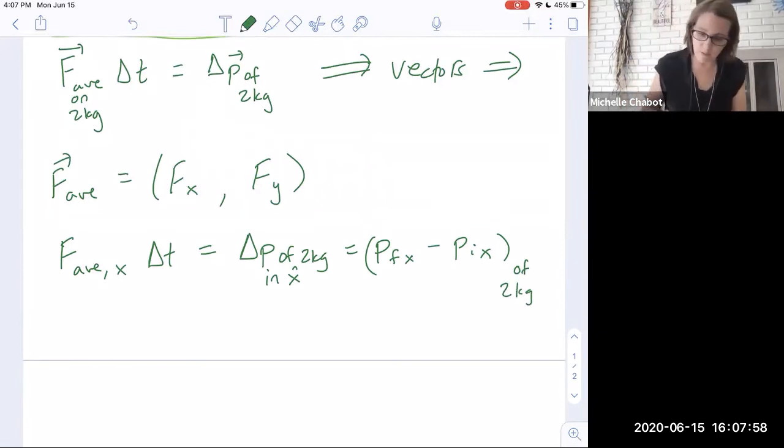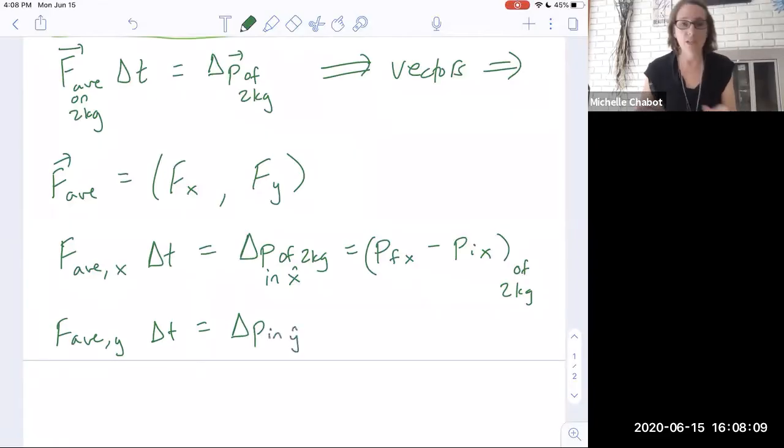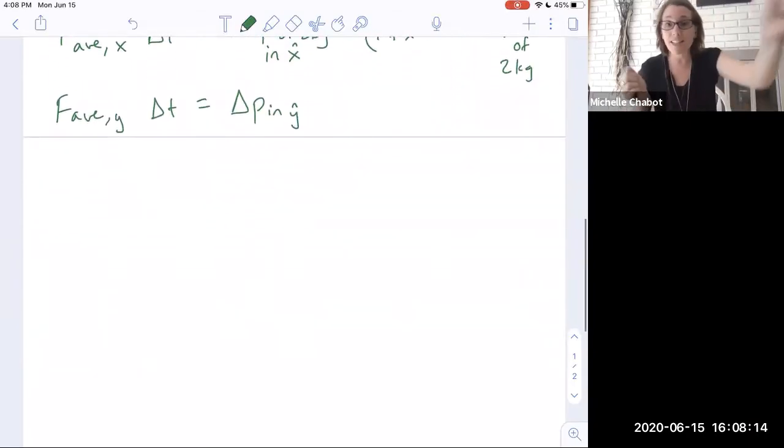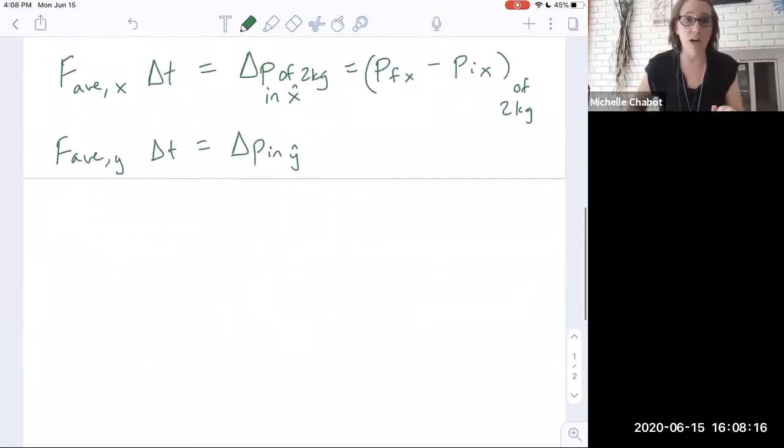So we'll do the same thing for y. F average y delta t would be then the change in momentum in the y direction. Again, of just that single object. Even if they stuck together, it would still just be that single object.